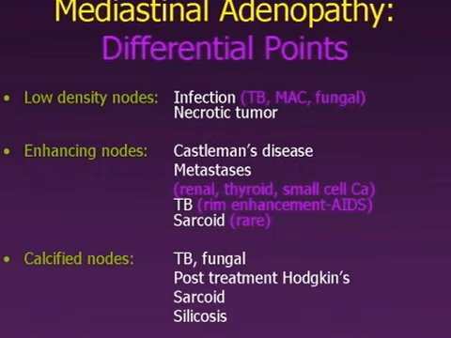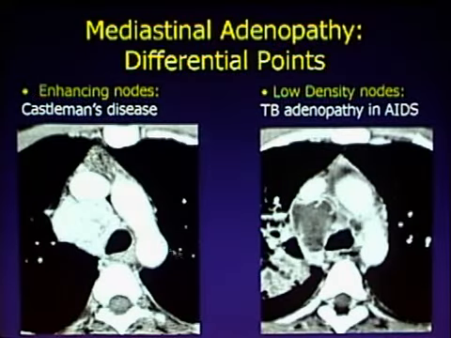Enhancing nodes. Castleman's disease, we're going to talk about that in a minute. Metastases, in particular renal, thyroid, and small cell cancers can enhance. Tuberculosis, I guess I just talked about that, didn't I? The rim enhancement. And sarcoid rarely can enhance. Calcified nodes, again, granulomatous infections, tuberculous and fungal infections. Post-treatment Hodgkin's, we've already discussed. Sarcoidosis and silicosis, of course, are well-known causes of calcified lymph nodes. So enhancing nodes, again, I'll talk about Castleman's in a minute, but this is one of the causes for the most bright and impressive enhancement of lymph nodes.